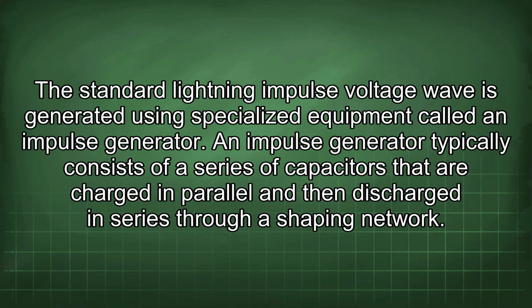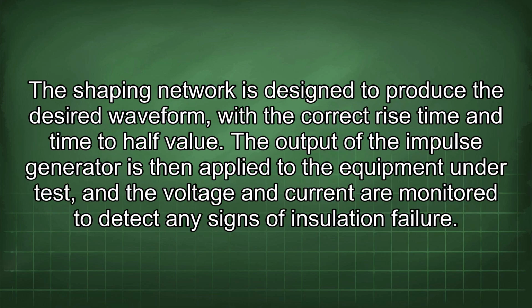The standard lightning impulse voltage wave is generated using specialized equipment called an impulse generator. An impulse generator typically consists of a series of capacitors that are charged in parallel and then discharged in series through a shaping network. The shaping network is designed to produce the desired waveform with the correct rise time and time to half value. The output of the impulse generator is then applied to the equipment under test, and the voltage and current are monitored to detect any signs of insulation failure.